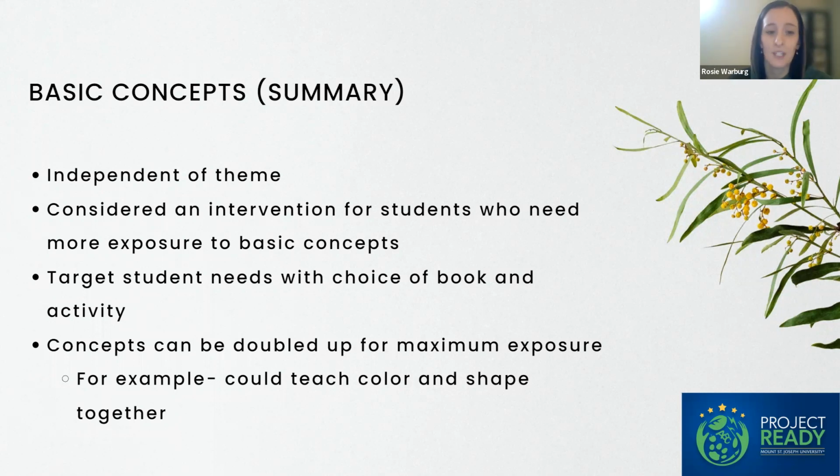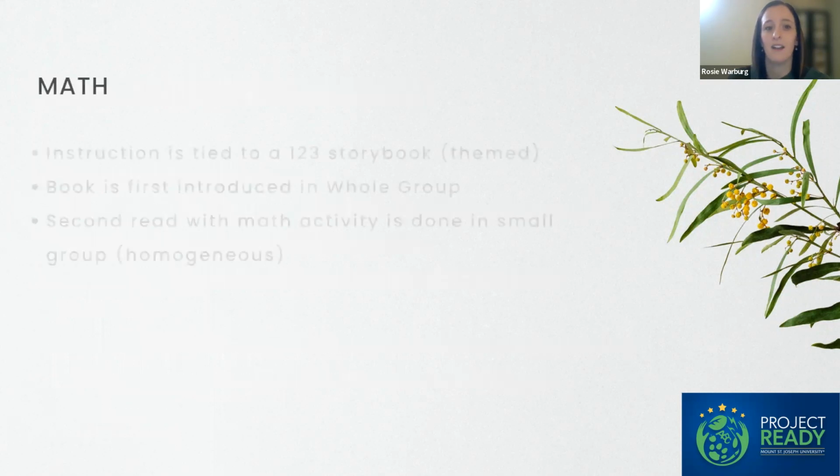And you can even double up the concepts for maximum exposure. Like you could teach color and shape at the same time, if you have students who are ready for that. You could use something along the lines of, this is a yellow triangle, this is an orange square. So really hitting both of those concepts at once if your students are ready for it, so you can really maximize your time. We know that we don't have a lot of instructional time in the classroom, so if our students are ready for it, we want to make our lessons as powerful as possible. So those are some options with our basic concepts.